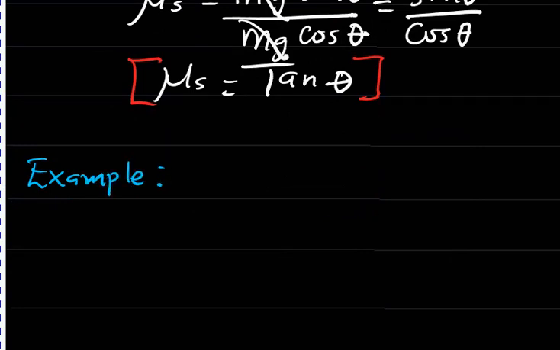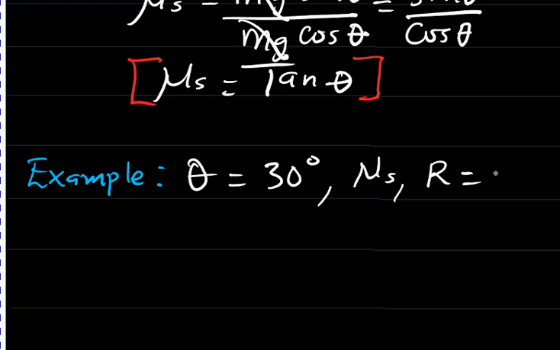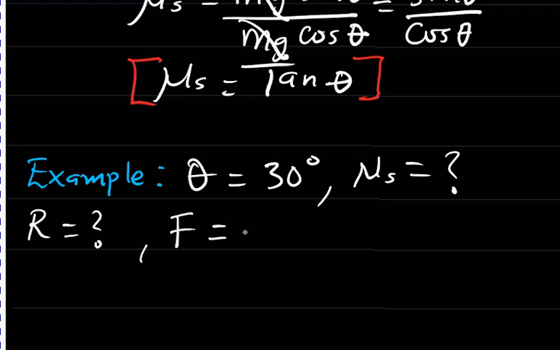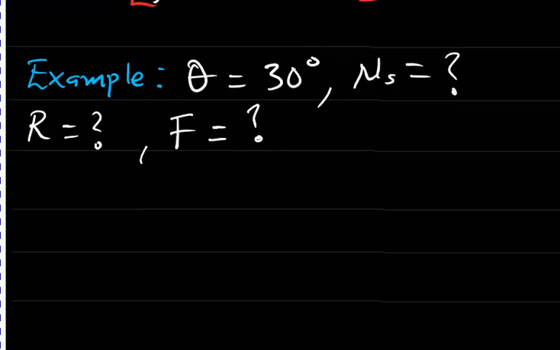If you have a plane inclined at an angle of 30 degrees, and you are being asked to calculate the coefficient of static friction, the normal reaction, and of course the force that is parallel to the plane. Solution. Let's say this is part A of the question.